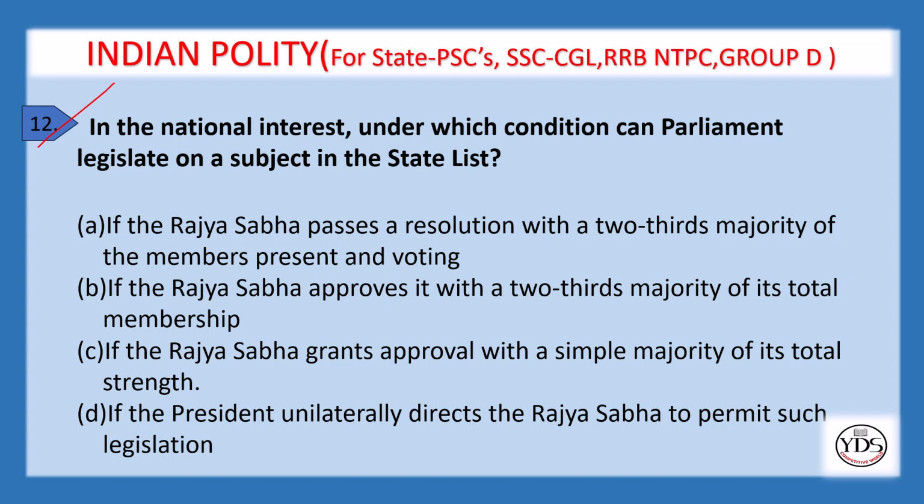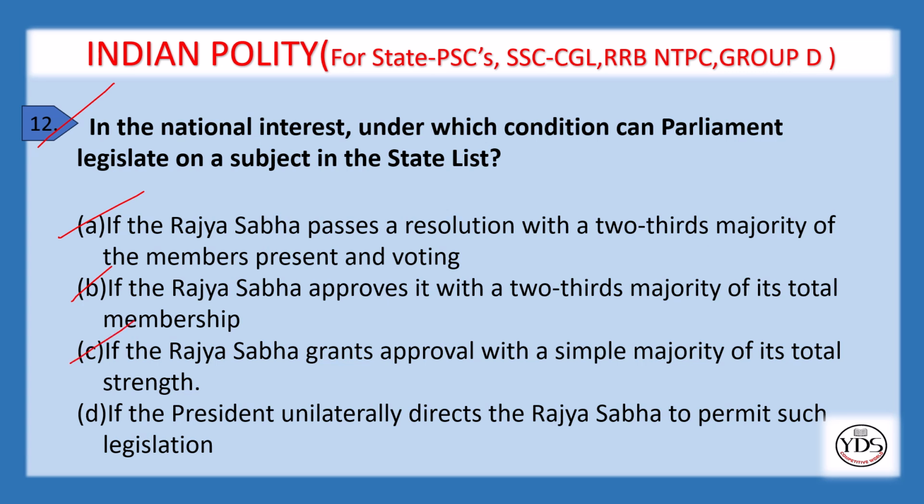12th question. In the national interest, under which condition can Parliament legislate on a subject in the state list? Option A. If the Rajya Sabha passes a resolution with a two-thirds majority of the members present and voting. Option B. If the Rajya Sabha approves it with a two-thirds majority of its total membership.